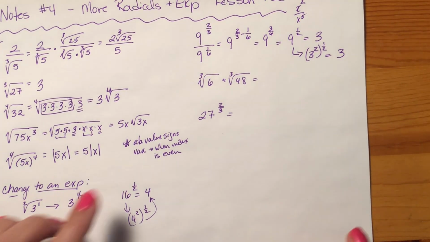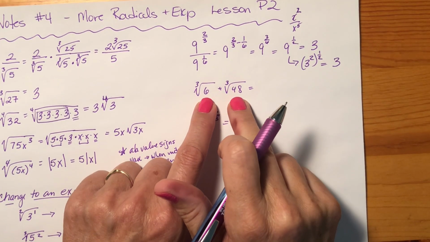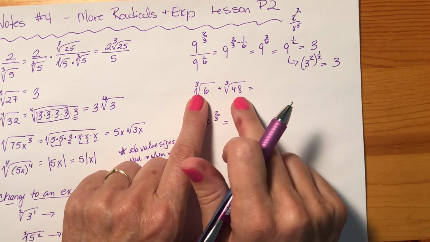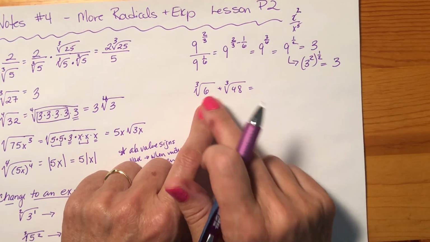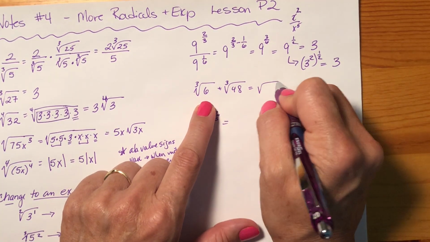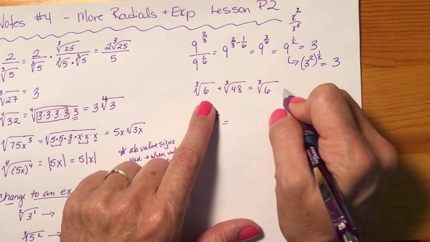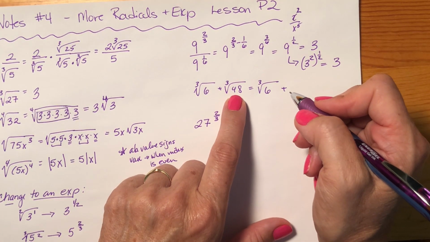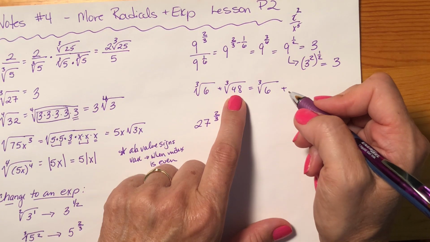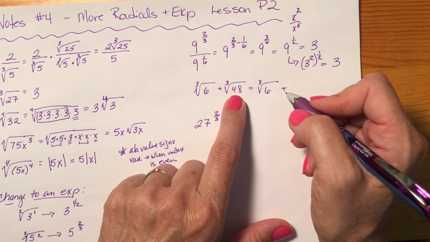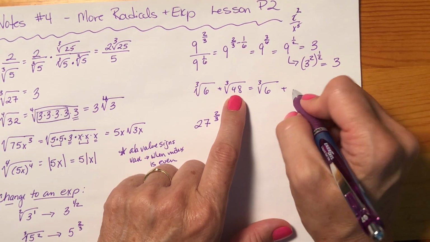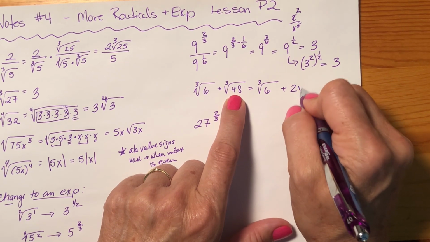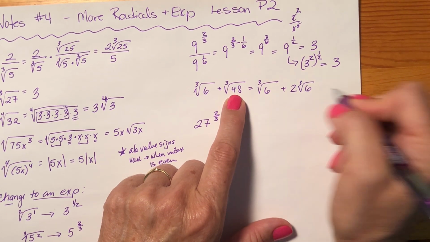All right, 2 more. I'm going to add these cube roots together, but here's my problem. They're not the same radicals. I cannot change this cube root of 6, I can't break it down any further. But the cube root of 48, I can. 48 is 8 times 6, and in your mind, you're thinking the cube root of 8, well, that's 2, and then times the cube root of 6.